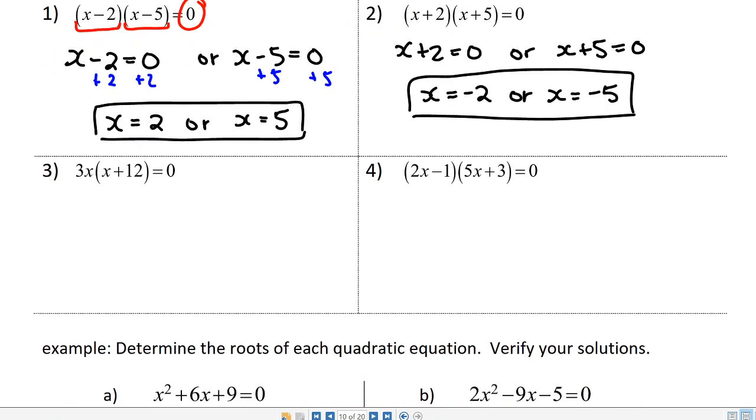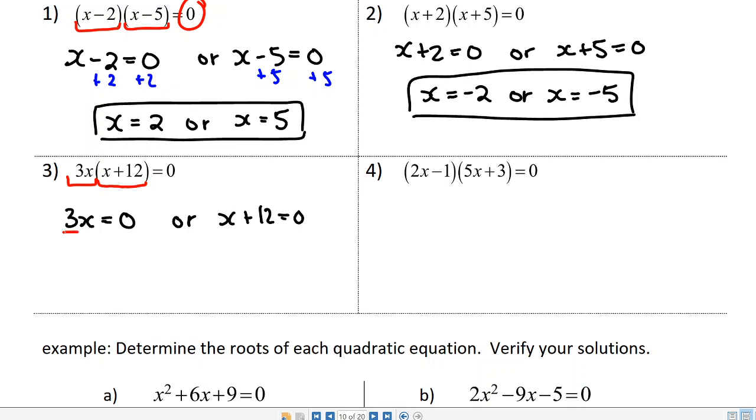Okay. This third example is a little bit tricky. People make mistakes on this one a lot. So remember, we are always taking each factor and setting each factor equal to 0. So it's really obvious that this bracket is a factor. It's less obvious to people that that 3x is actually also a factor. So remember, we said we always take every factor and set it equal to 0. So we'll have 3x equals 0 or x plus 12 is equal to 0.